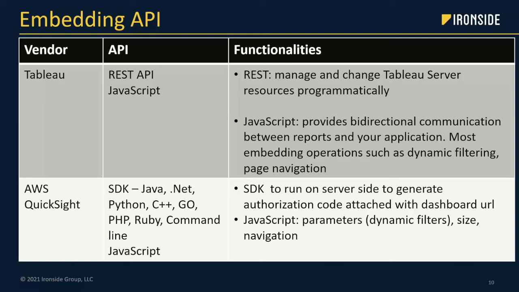At this point, the AWS QuickSight JavaScript API may be a little behind Tableau and Power BI, but you definitely can do all of the dynamic stuff as well. You can pass in parameters, right? You can change its size, you can change the navigation. I think show and hide might not be in the API yet, but it's on the way.